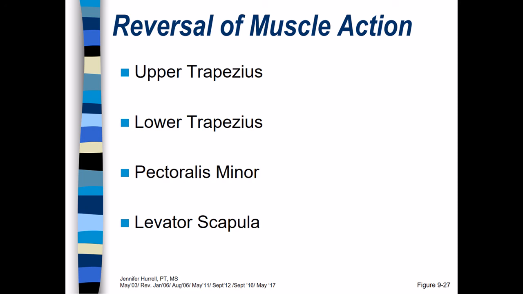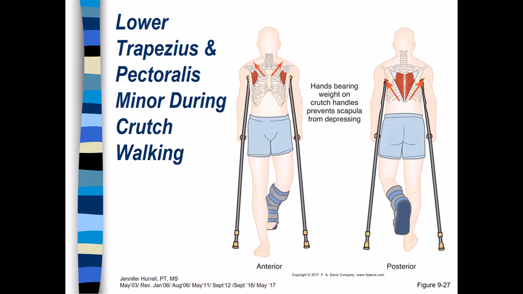All right, in terms of lower trap, here's a time when lower trap is going to be active during function, during crutch walking, when it reverses its muscle action. So we normally think about lower trap doing scapular depression and upward rotation. But if the scapula can't move, let's say because there's a crutch fixed under it, right, forcing it in place, then instead of the scapula moving down toward the thoracic spine, the thoracic spine lifts up toward the scapula. That's exactly what we need to do when we're on crutches. We need to lift the body up over the scapula, all right, with crutch walking.